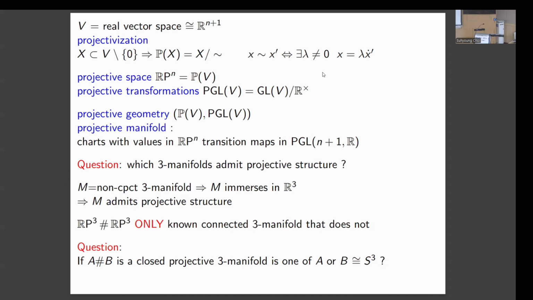So here's a question I certainly don't know the answer to. If you have the connect sum of two three manifolds and the result is real projective, is one or other of the manifolds the three sphere? Is it the case that non-trivial connect sums in dimension 3 are never real projective? I don't know.